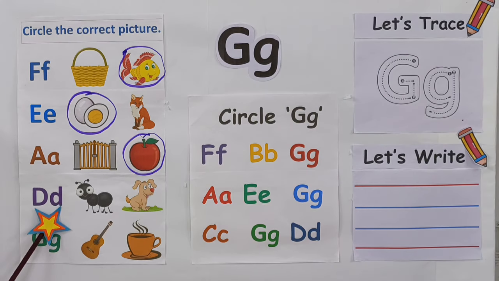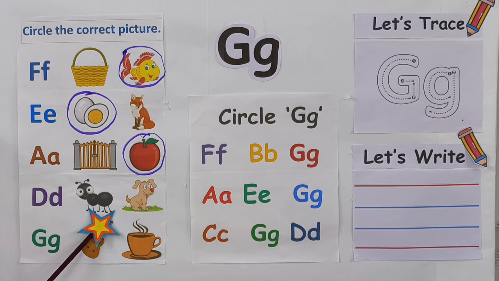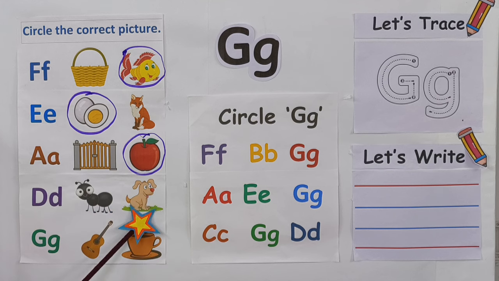This is letter D. This is uppercase letter D. This is lowercase letter D. Letter D makes the sound D. This is an ant. Ant starts with letter A. This is a dog. Dog starts with letter D. So which picture are we going to circle? We are going to circle the dog. That's right. Let's do it.